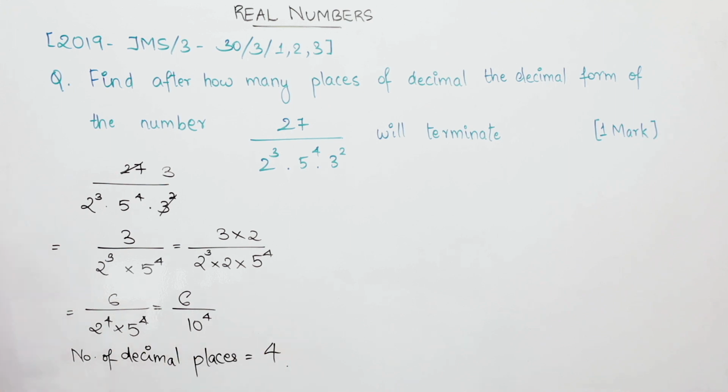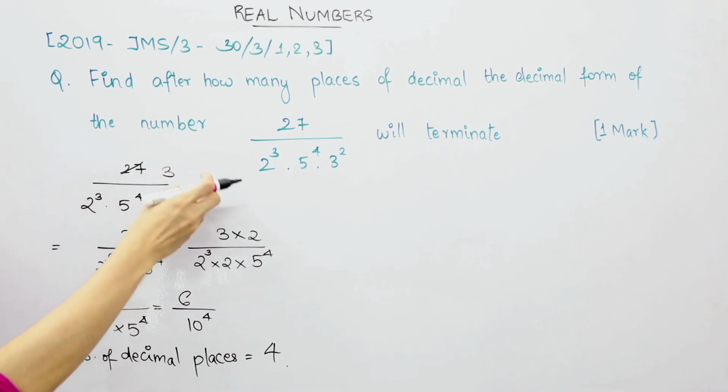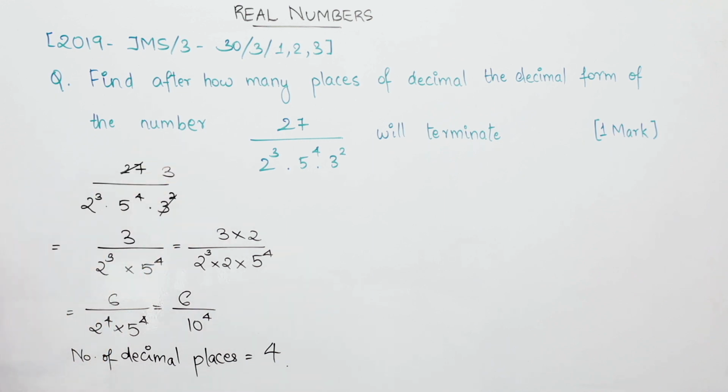So here we've been given a number in P by Q form and we have to find after how many decimal places it will terminate. First, we have to make sure the denominator has only 2 and 5. So here 3 square cancels out with the numerator and now the denominator has only 2 and 5. The next step to find the number of decimal places is to convert the denominator into powers of 10. To do this, we have to equate the powers of 2 and 5.